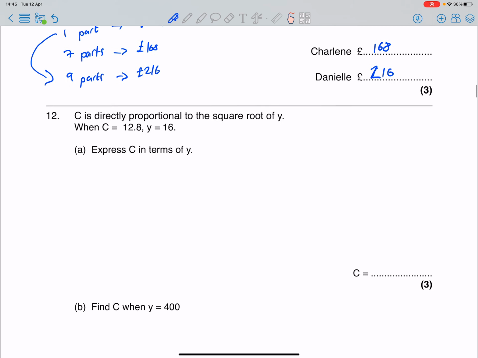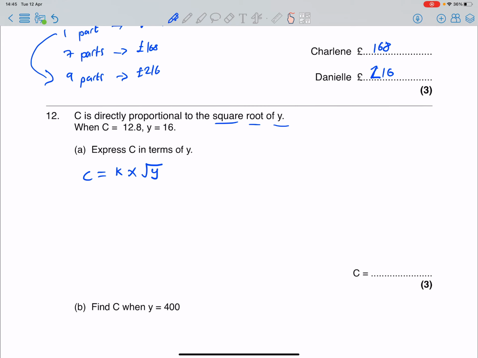So next question is C is directly proportional to the square root of y when C equals 12.8, y equals 16. So 2 aspects here. Directly proportional means C equals this constant k times something, and it says the square root of y. So C equals k times the square root of y. Cool. That's fun.